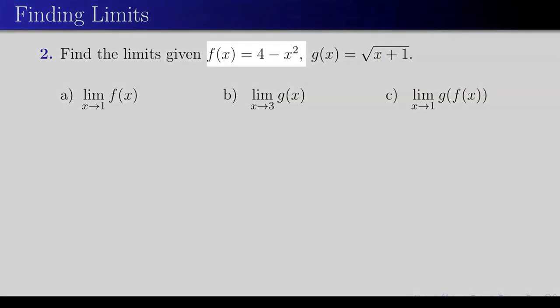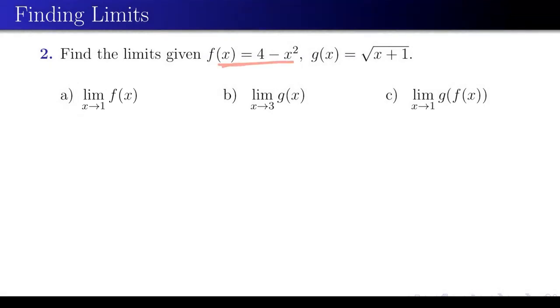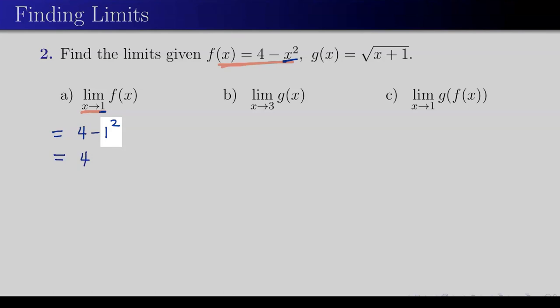Given f of x equal to 4 minus x squared and g of x is equal to square root of x plus 1. Letter A, find the limit of f of x as x approaches 1. Meaning to say, we look at the function f of x here, we pick that function and evaluate it at x equals 1. That is the first step. So 4 minus, and then replace x here by 1. So 1 squared. 1 squared is equal to 1, so 4 minus 1 is equal to 3.